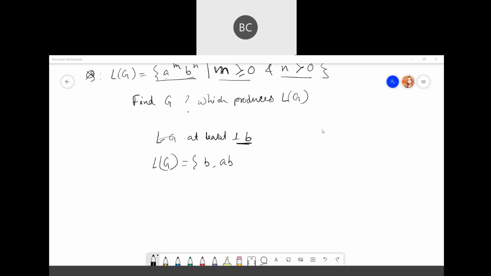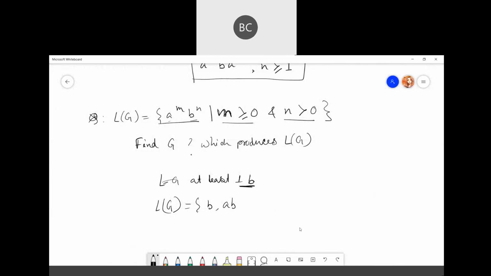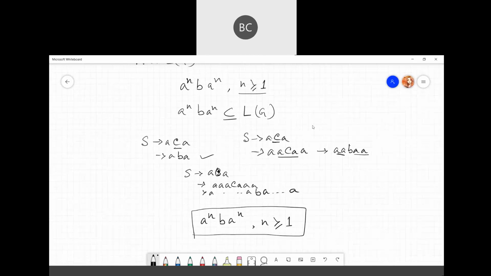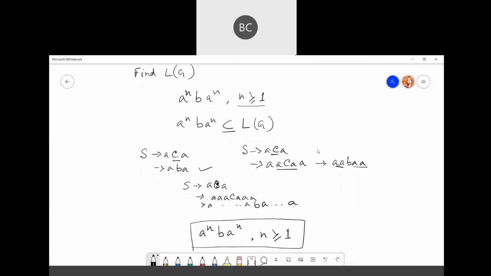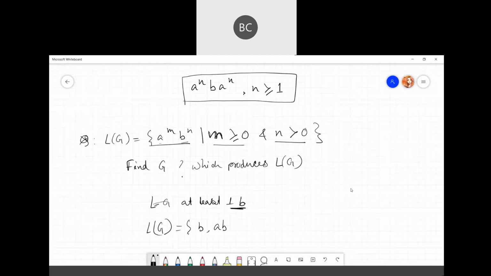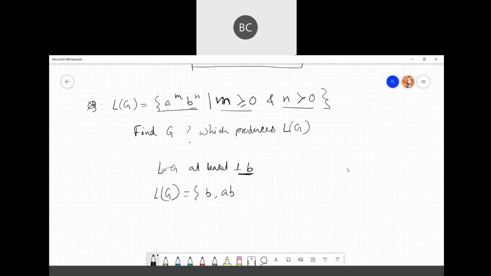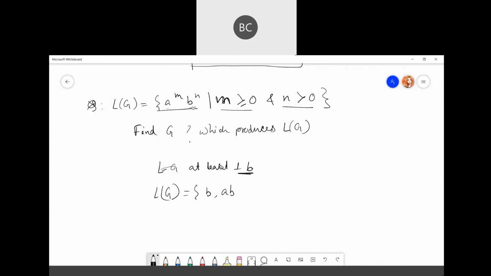Okay, again back to the previous topic. So initially I was talking about last class. I gave you a grammar, then we had to find a language. Now another way is that maybe in some exams, the language will be given, and you need to find the grammar from the language. Okay. So for example, this is just an example.